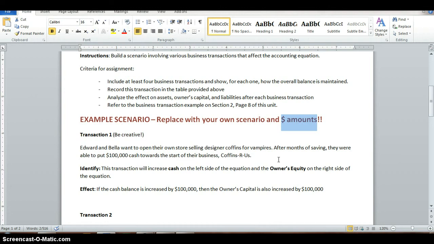In this first one, Edward and Bella, I know I'm super creative and I don't even really like Twilight that much, opened their own store selling designer coffins for vampires. After months of saving, they were able to put $100,000 cash towards the start of their business. We need to identify which accounts this transaction affects. It will increase our cash on the left side, and it's also going to increase our owner's equity on the right side. It will increase each of them by $100,000.